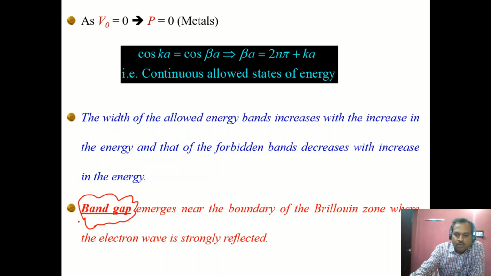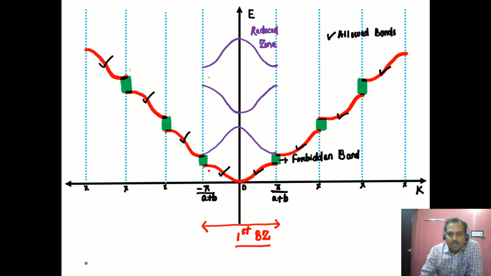Let us look at it more carefully in the band diagram. This is the band diagram for the electron moving inside the crystal under a periodic potential of certain strength. This is our first Brillouin zone between minus pi by a to plus pi by a. These are the higher order Brillouin zone boundaries, and whenever we face a boundary of the Brillouin zone, we have the emergence of the band gap. So these are the allowed bands. Let me change the color here. These are the allowed bands.